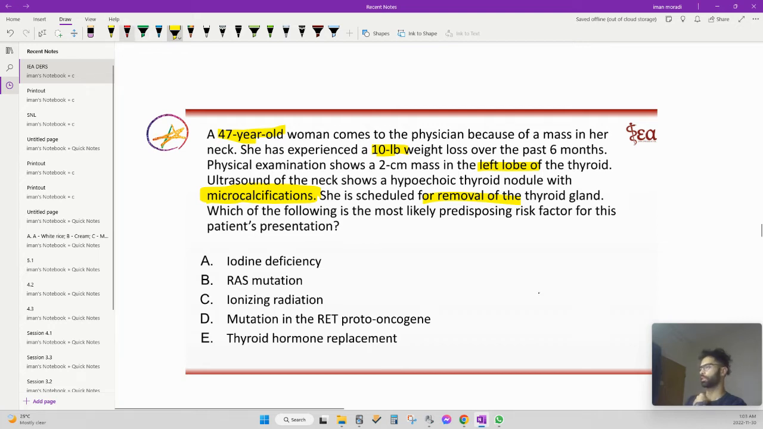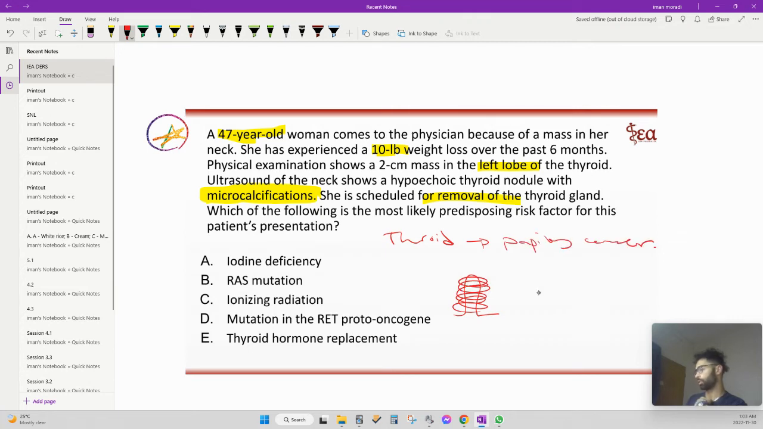So what type of cancer is this? It's a thyroid cancer, but what subtype? It's got psammoma bodies. Remember, psammoma bodies are formed as a result of calcifications around finger-like structures, right? So it's a papillary cancer of the thyroid. It's the most common one, right? Which one of them is a predisposing factor for this? A mutation in the RET oncogene, that's for medullary, right?